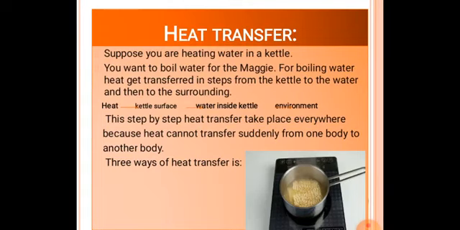Suppose you are heating water in a kettle. You want to boil water for the Maggi. For boiling water, heat gets transferred in steps from the kettle to the water and then to the surroundings. This step-by-step heat transfer takes place everywhere because heat cannot transfer suddenly from one body to another body. The three ways of heat transfer.